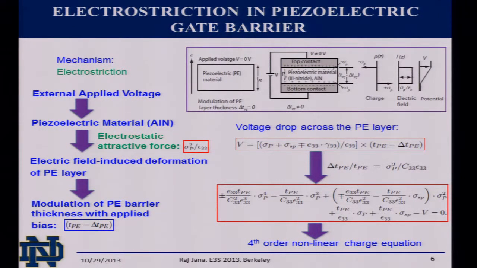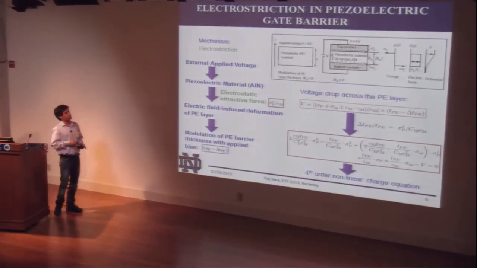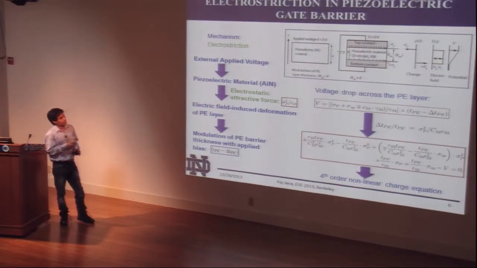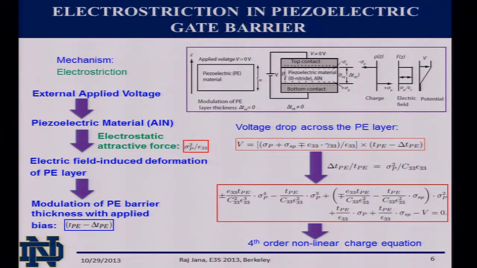We call the mechanism electrostriction. Electrostriction is in the piezoelectric material. Once you make the two contacts, there is an electrostatic attractive force between these opposite charges. This can exert forces on the body of the piezoelectric layer. And if the piezoelectric material is compliant, then these forces can generate field-induced deformation, or a compressed layer. The compressive strain it can create. So this field-induced deformation creates the strain in the layer.